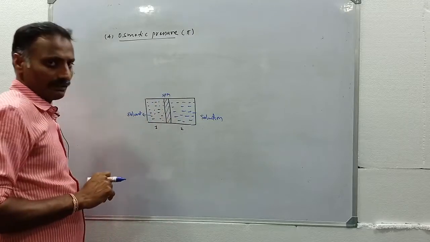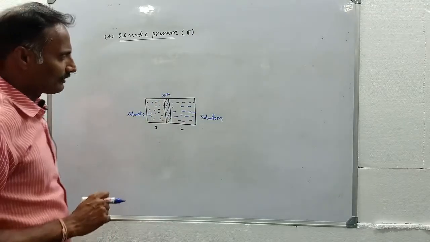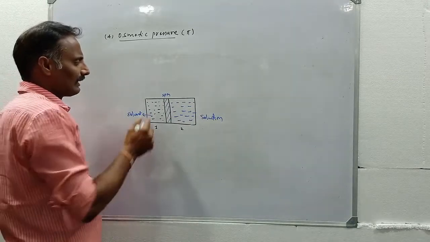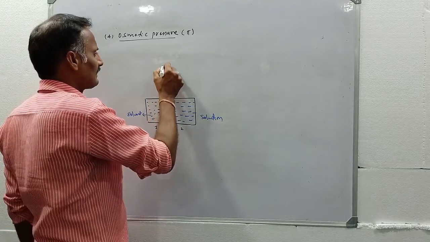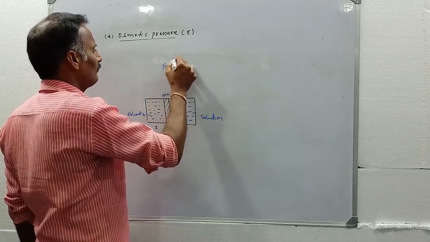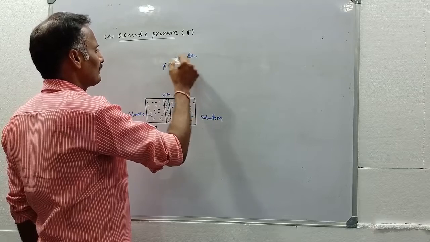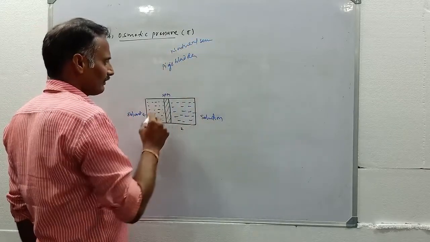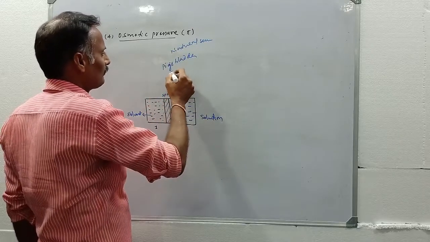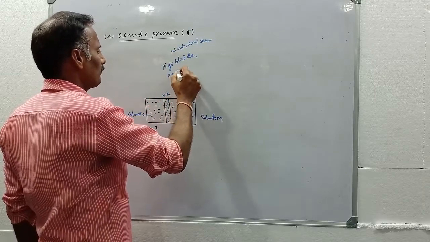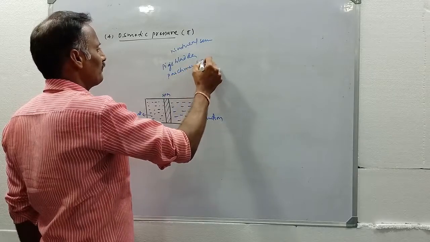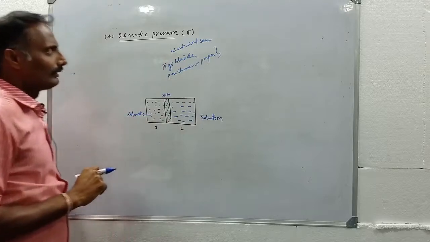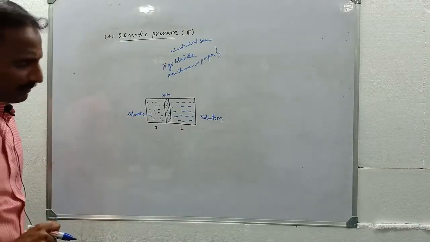Semi-permeable membranes are of two types. One is naturally occurring membranes, and the other is synthetic membranes. Generally, pig's bladder is taken as a natural semi-permeable membrane. Another is parchment paper. Parchment paper and pig's bladder are called natural semi-permeable membranes.